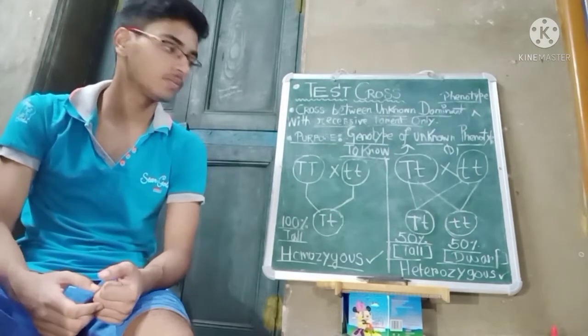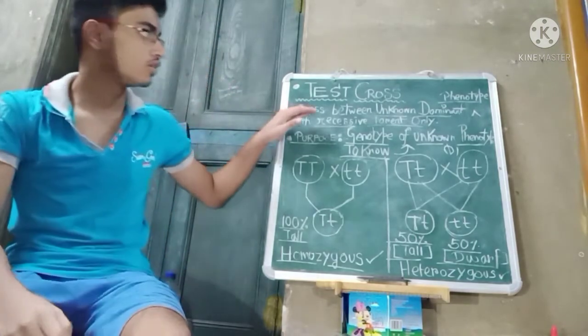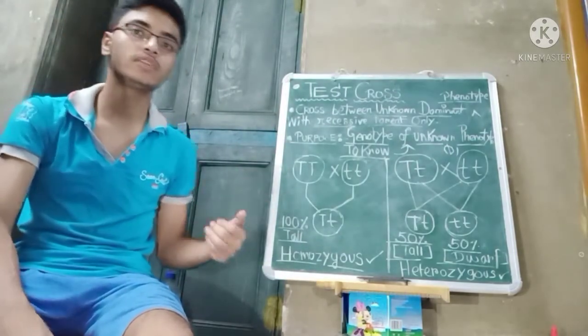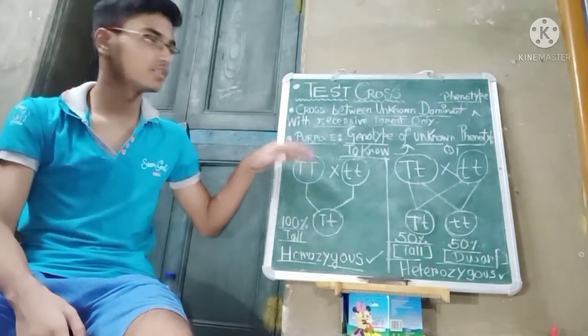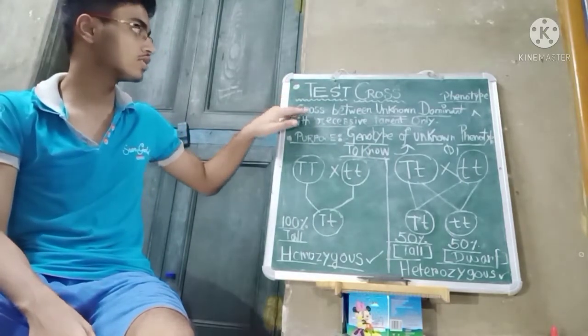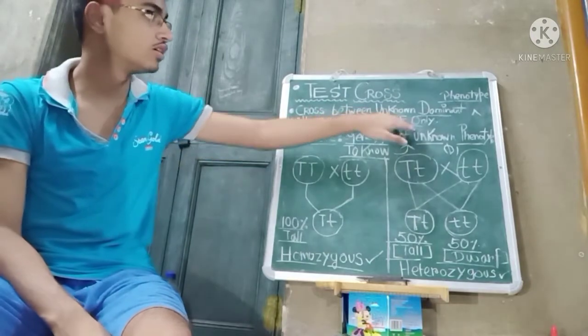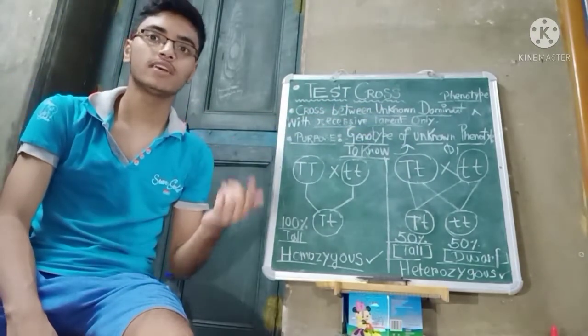He did the experiment to know the genotype of an unknown dominant phenotype. So I will be discussing this concept over here. That's what a test cross is. The test cross is the cross between the unknown dominant phenotype with the recessive parent only. Here recessive means the small t.